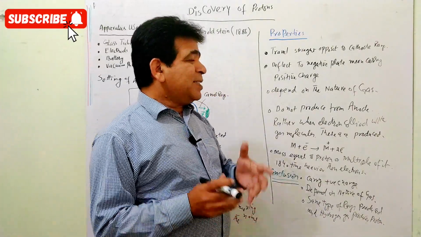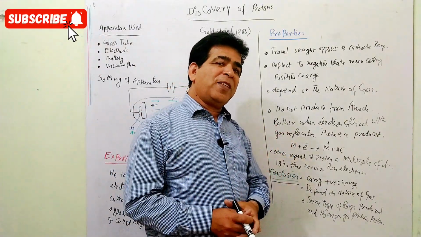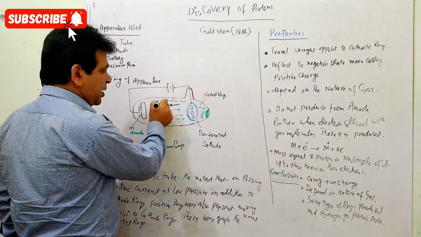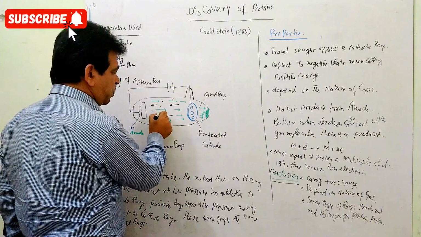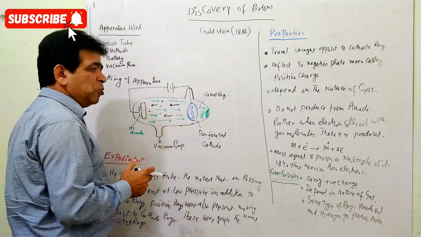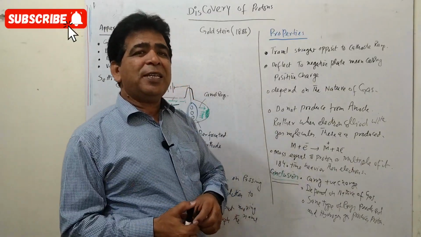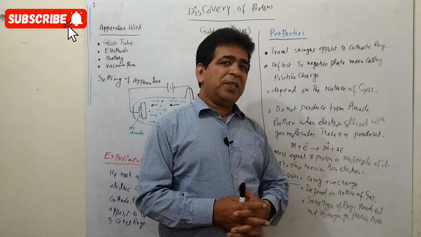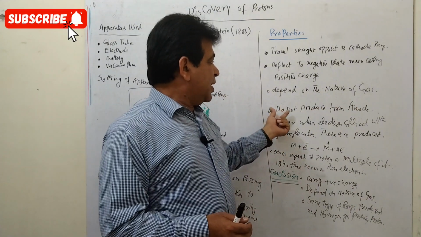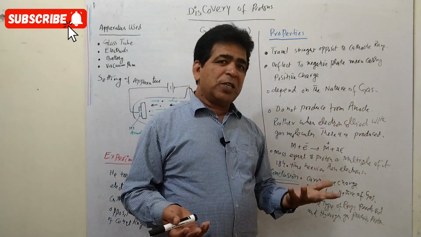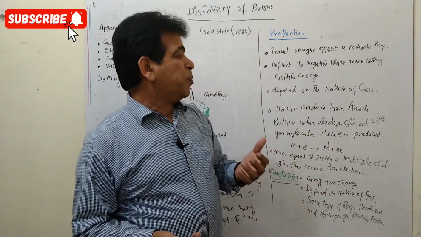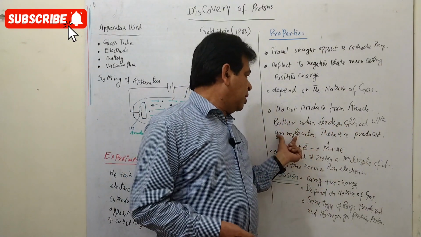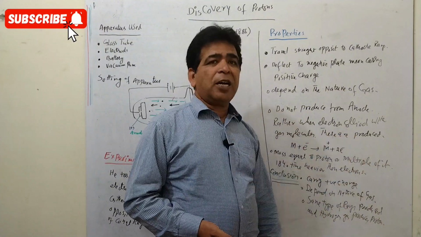Number three, these rays depend on the nature of the gas which is used inside the discharge tube. The particles of each gas present in the discharge tube will produce these rays. It means these rays depend on the nature of the gas. Number four, these rays are not produced from the anode surface. Rather, when electrons collide with the gas molecules, these rays are produced.